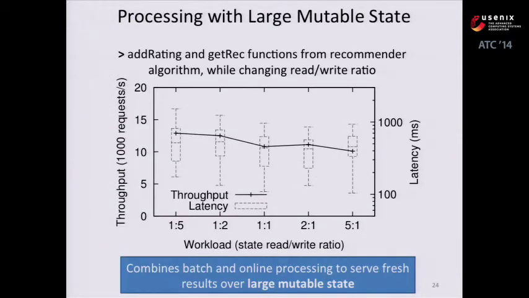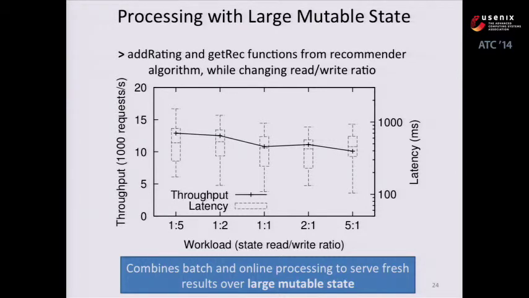In this first experiment, we run the online recommender system, where on the x-axis we change the add rating and get recommendation ratio. So that's writes and reads to that state. What we see is more or less constant throughput, but the important result that I want to highlight is that all the results this algorithm provides are fresh and are within half a second in the median of the latencies. Fresh means that we are providing results that already incorporate the latest data.